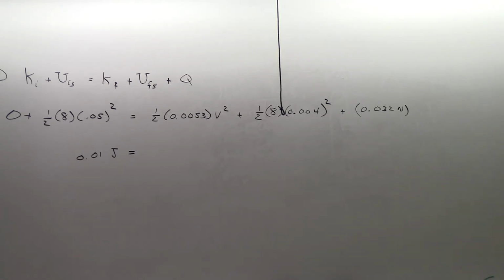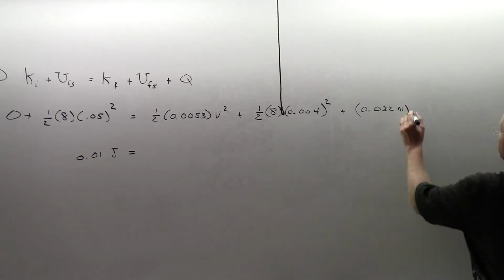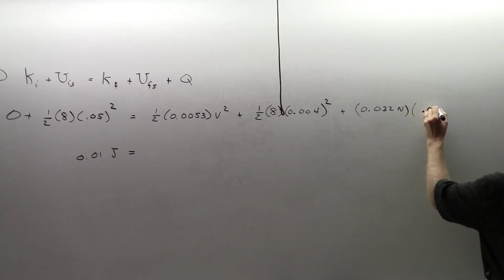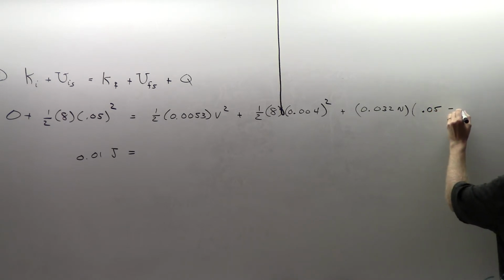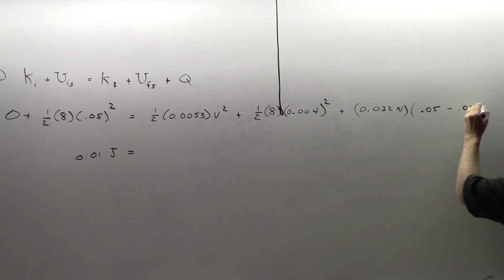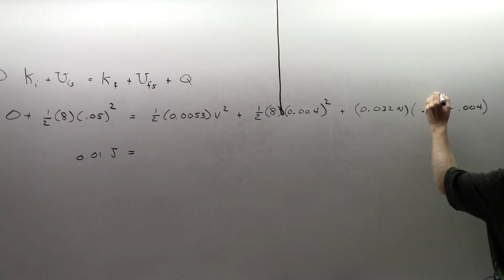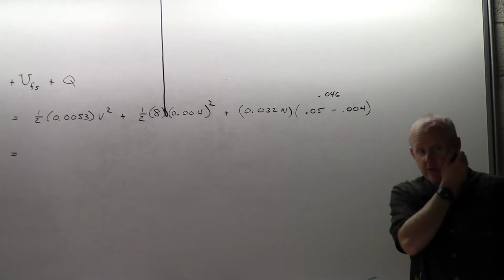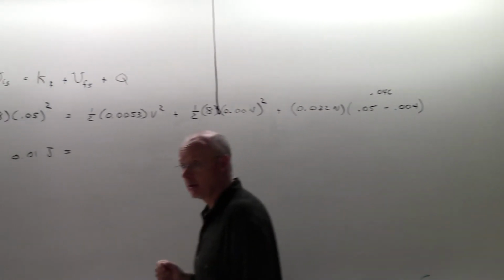Oh good, I hear all kinds of answers. Is it 0.004? How about 0.05 minus 0.004? Which I heard somebody point out is 0.046. Right? Isn't that the distance it traveled? Okay.